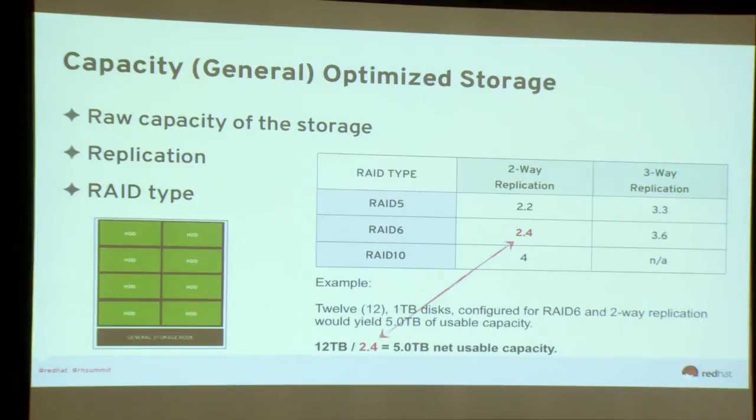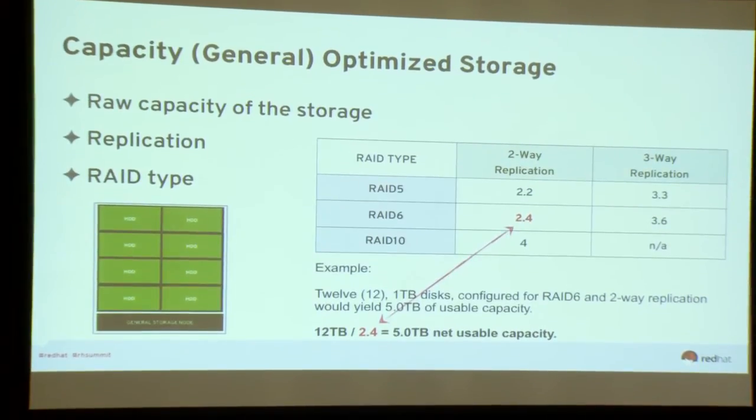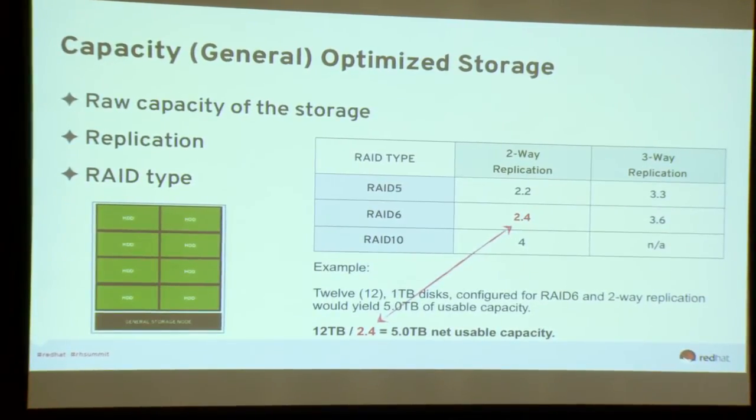You can see for RAID 5 it's 2.2, for RAID 6 it's 2.4 because you have 2 parity bits, and for RAID 10, since you mirror, the ratio is actually 4. In other words, you've got to consider the amount of replication that you want to do. If it's 2-way replication, then obviously it's double. It's 2 times whatever the RAID 5, RAID 6, and RAID 10 ratio is, and with 3-way, it's 3 times. And then, here's a calculation.